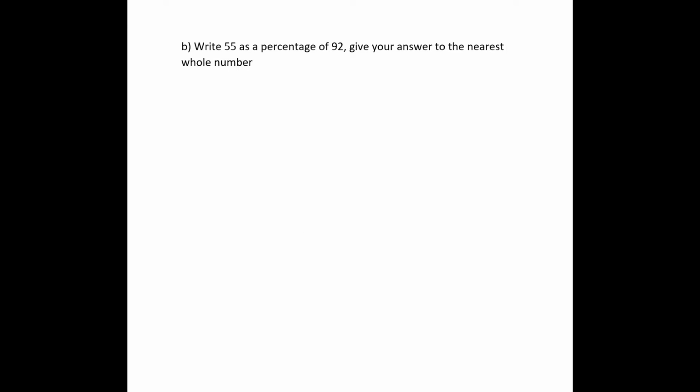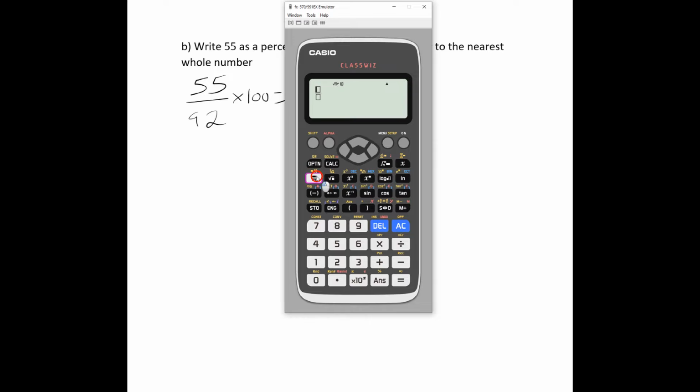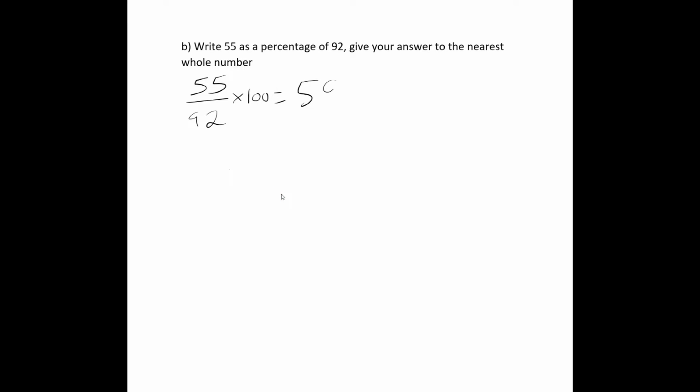Here's a very similar question for you to try. Pause the video now and have a go at it, and when you're ready for the answer, press play. Here is the answer. So I'm going to do 55 over 92 multiplied by 100. So that is 59.78%, which is roughly 60% to the nearest whole number.